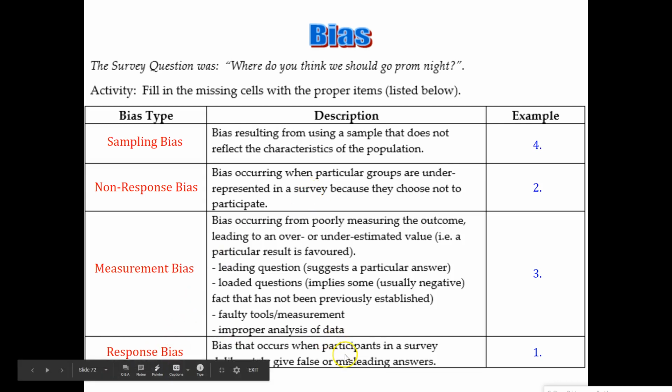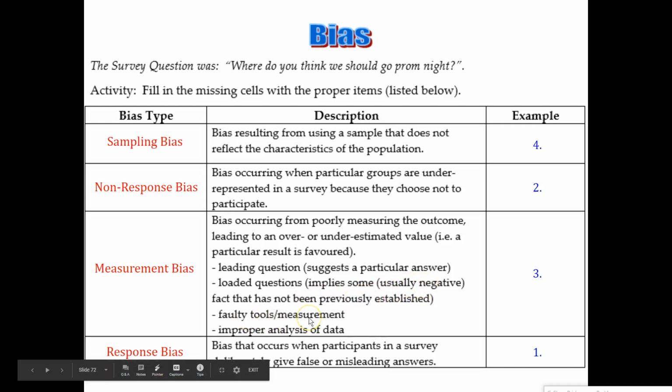Response bias is when you didn't get good data because you got false or misleading answers. And again, measurement bias, leading questions are things where you're trying to persuade someone to answer a particular way. Loaded questions could be something like, do you think that dog walkers are irresponsible because they let their pets go without a leash? So kind of using the word irresponsible usually puts in some sort of negative connotation to it.